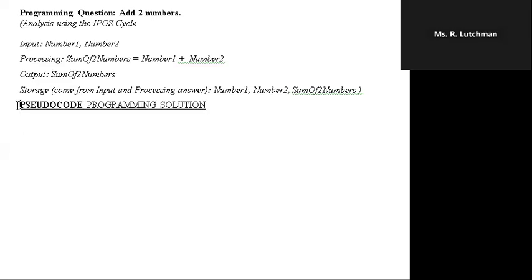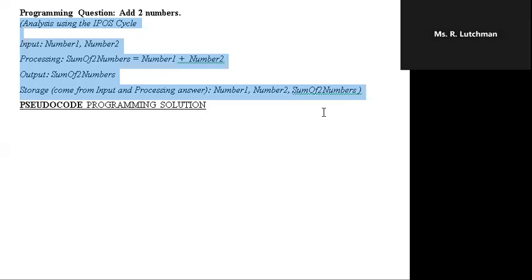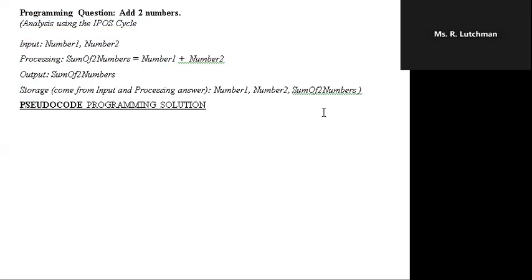Next, we're looking at our pseudocode programming solution. Just to remind you, we are looking at the programming problem to add two numbers. We already did our analysis. We also went through narrative, flowchart, and IPO chart. We also looked at variable names and different commands for the different labels. Input had a read command, processing had a set command, output had a print command, storage didn't really.